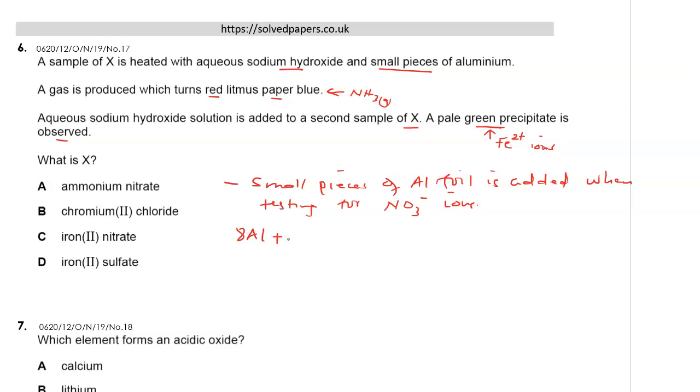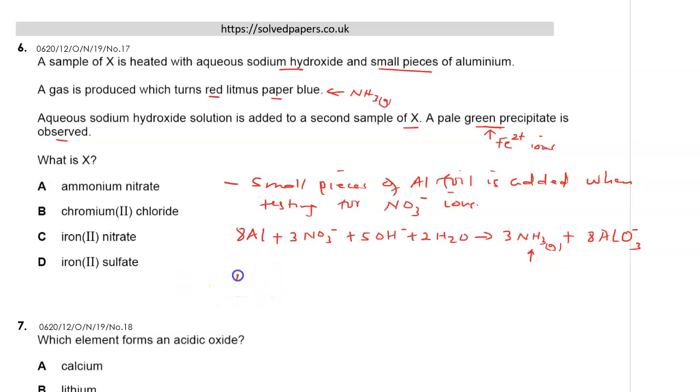So aluminium reacts with a nitrate ion in the presence of an alkali medium. Of course, this will give us ammonia gas plus aluminate ion. So this is the gas that will turn the red litmus paper blue.